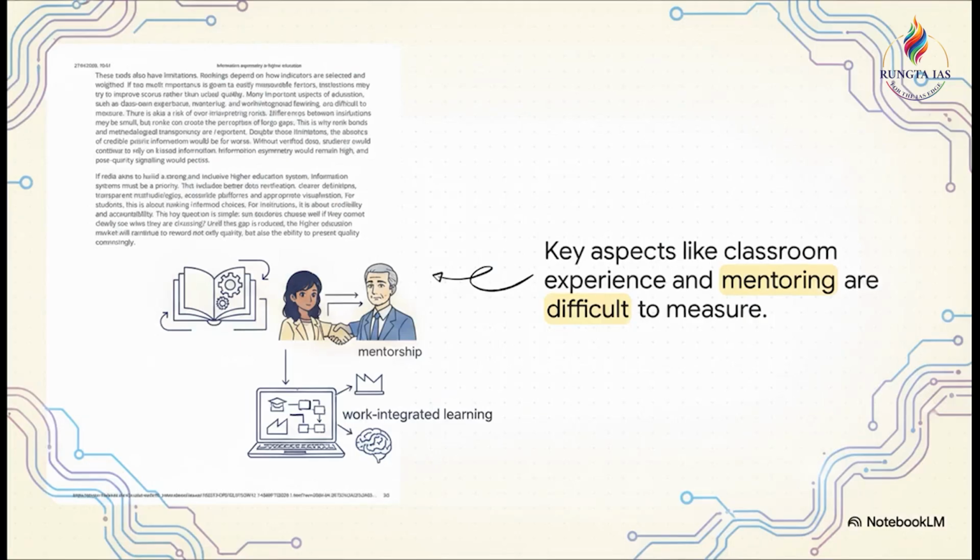And what this really gets to is the fundamental challenge of trying to quantify quality. The things that truly shape a student's growth, like the quality of teaching in the classroom, good mentorship from faculty, and real-world learning opportunities, are incredibly difficult to measure. And because you can't easily put a number on them, they often get overlooked in these rankings. This is a key limitation you must mention in your answer.